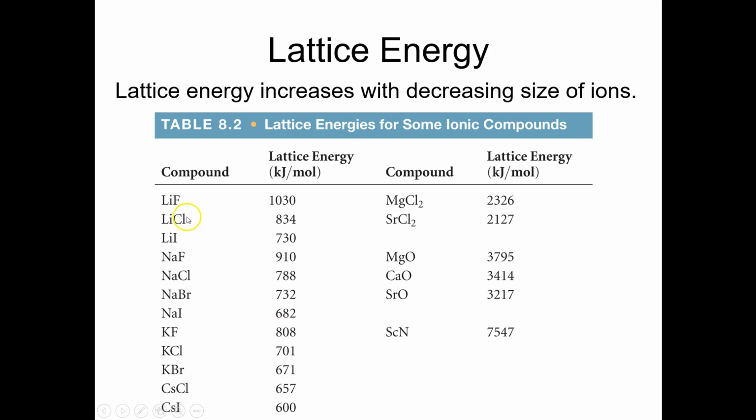We can also conversely say, okay, let's hold chloride constant and look at the size of the cation. Lithium is smaller than sodium, sodium is smaller than potassium, potassium is smaller than cesium, and you can see that those numbers, as we go from a smaller cation to a larger cation, are again going down: 834, 788, 701, 657. The same thing is true over here. Strontium is larger than magnesium, therefore the lattice energy is smaller. Strontium is larger than calcium, calcium is larger than magnesium, so you can again see these lattice energies going down.